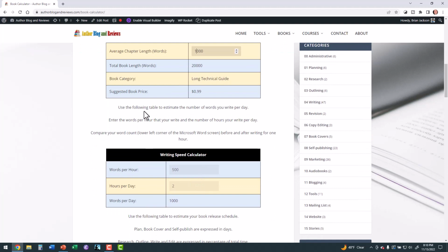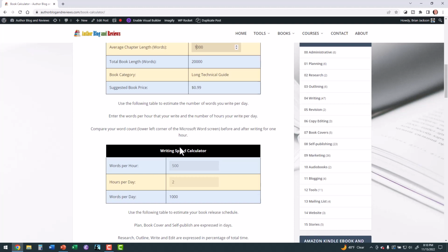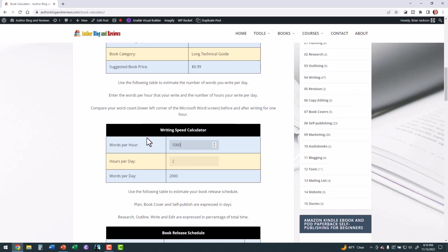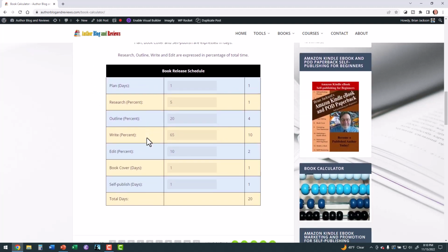The next thing that you can do is use the following table to estimate the number of words you write per day. Enter your words per hour by the number of hours per day that you write, and it will multiply the two for you. So let's say we write 1,000 words per hour for 2 hours per day. I'm going to press enter. That's 2,000 words per day. Now, that's not exactly a helpful calculation. You can do this with the calculator. But what this is doing is feeding forward your words per day into this calculation.